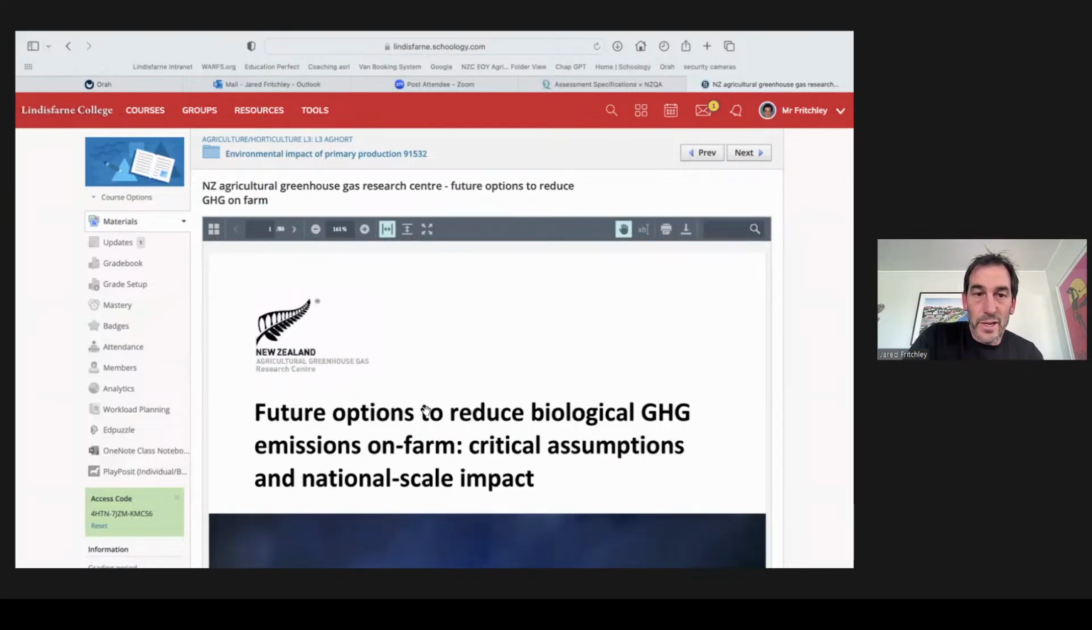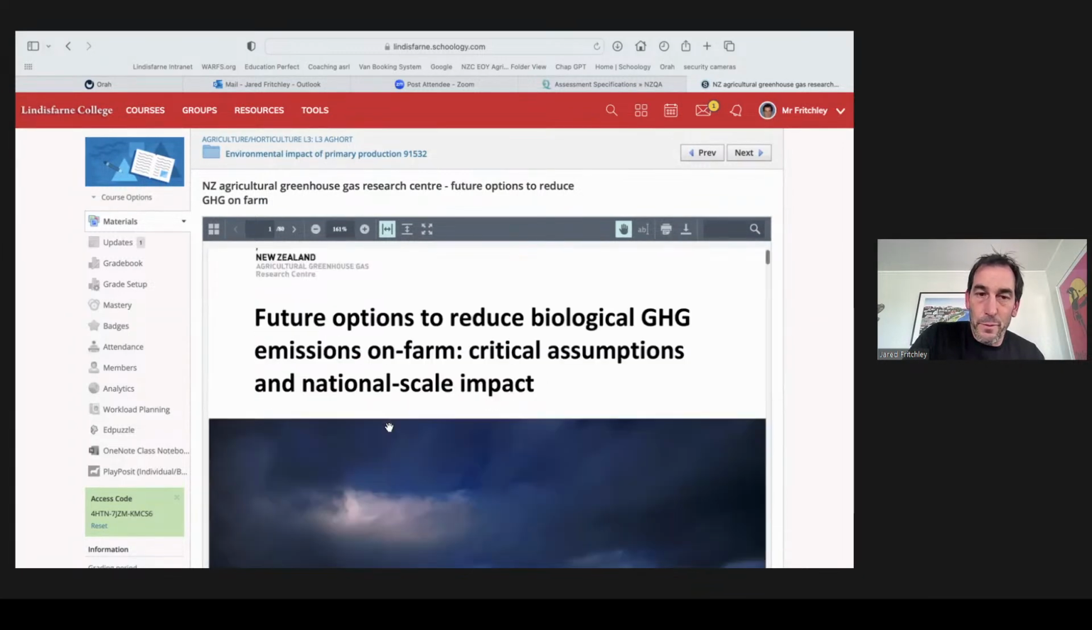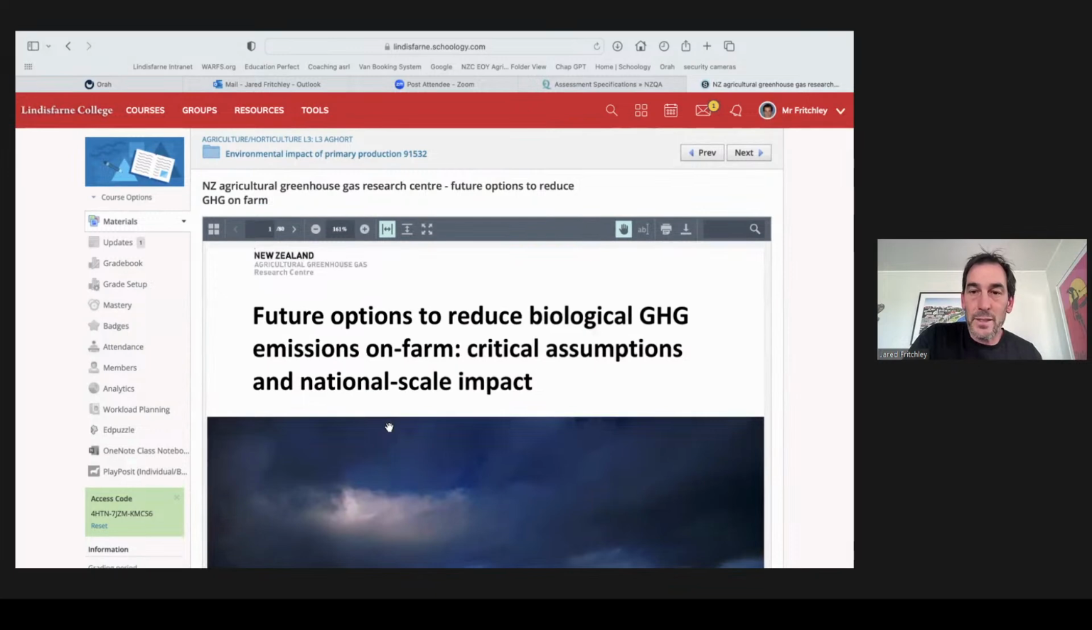New Zealand Agricultural Greenhouse Gas Research Centre. I think it's a website you can go to have a look, and future options to reduce biological greenhouse gases. So there are options that producers can carry out on farm to reduce their emissions. We're not talking here about some of the stuff that's going to be in the pipeline that might come online in 5 years' time, but the things that we can already do to reduce our emissions.